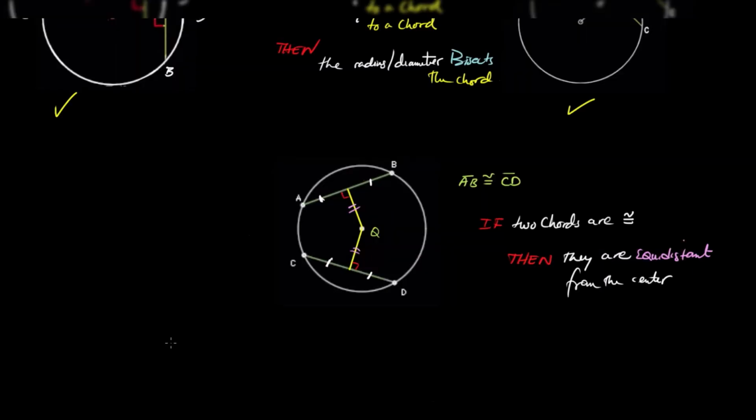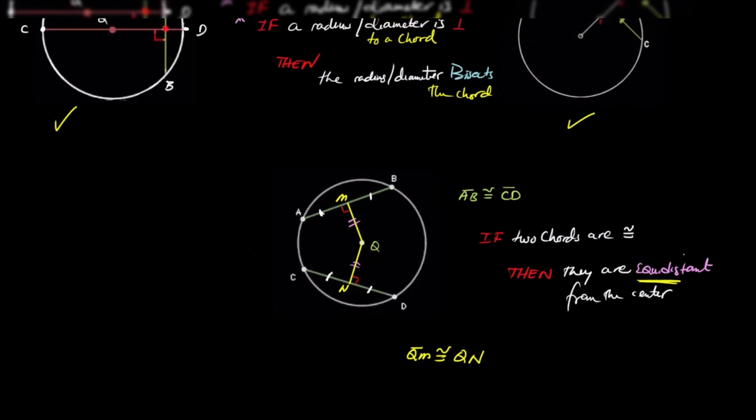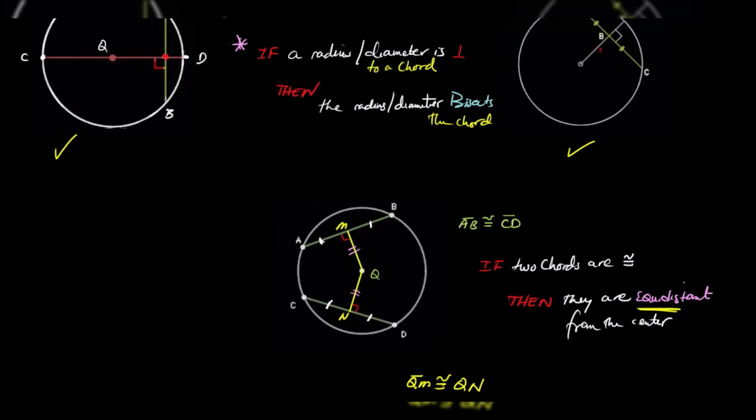Finally, I suggested to you that if two chords are congruent, then they are equidistant from the center. That is, if AB is congruent to CD, then they will be equidistant from the center. If you call these M over here and N, then QM here will be congruent to QN, right? So if two chords are congruent, then they will be equidistant from the center of the circle. So these are some very important theorems, and I believe they're all reasonably intuitive, and I hope you mastered this.